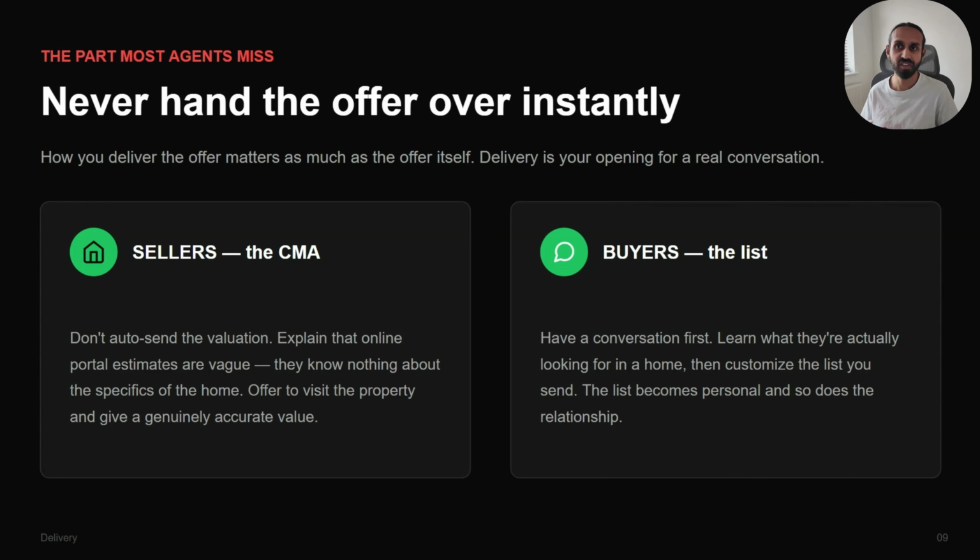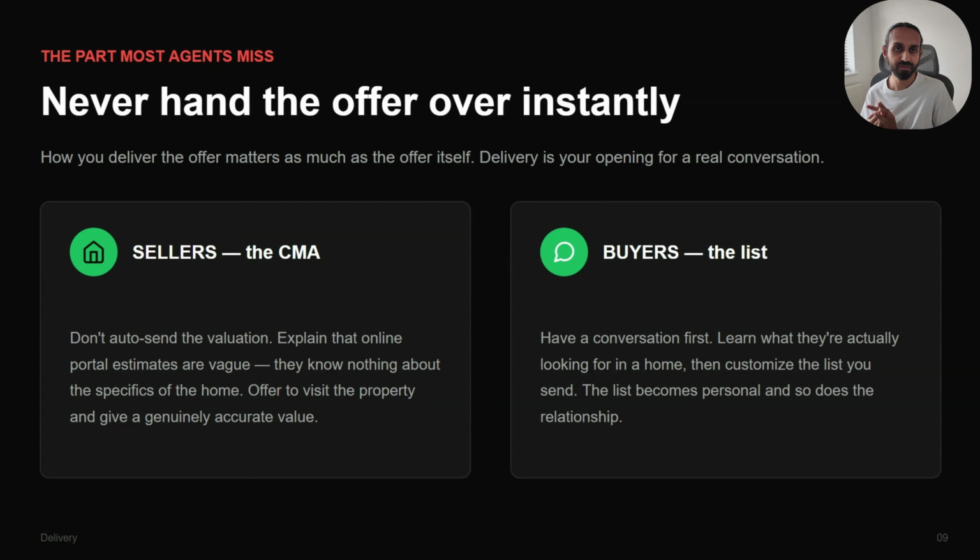So when it comes to sellers, don't just auto send the valuation. It's going to be vague anyway. Explain that to them. That online portal estimates are vague. They know nothing about the specifics of the home, and offer to visit the property and give a genuinely accurate value. When it comes to buyers, you're offering a list of homes.